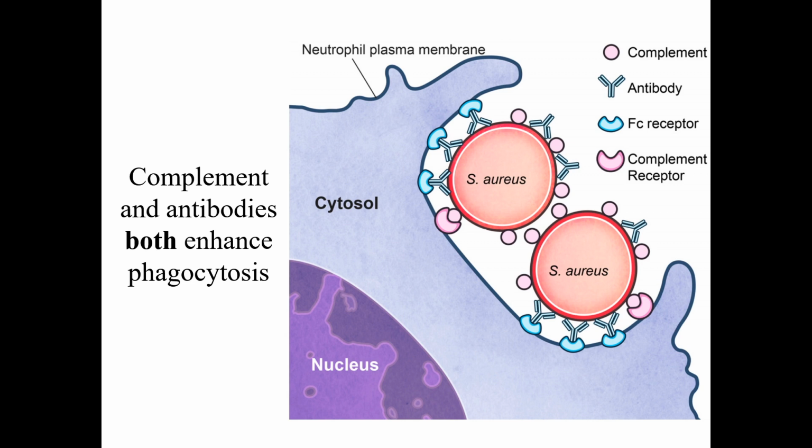Remember that antibodies, and previously in the innate division we talked about complement proteins, both of these make it easier for phagocytes to find their target and engulf it through phagocytosis. So they both enhance that process.